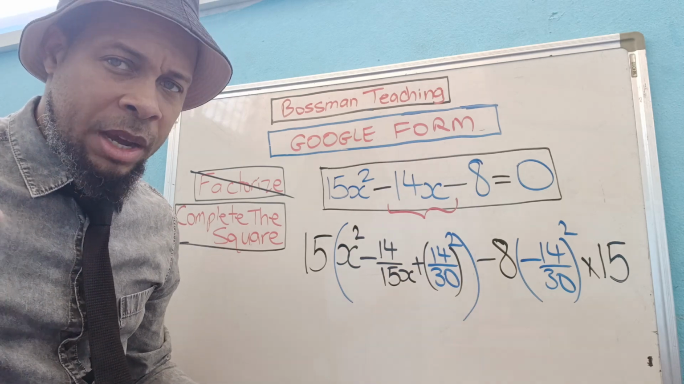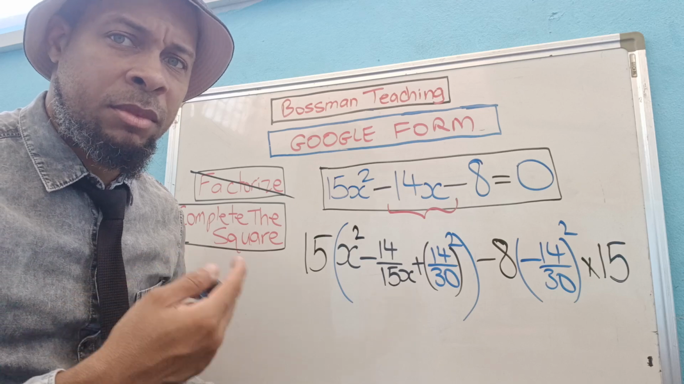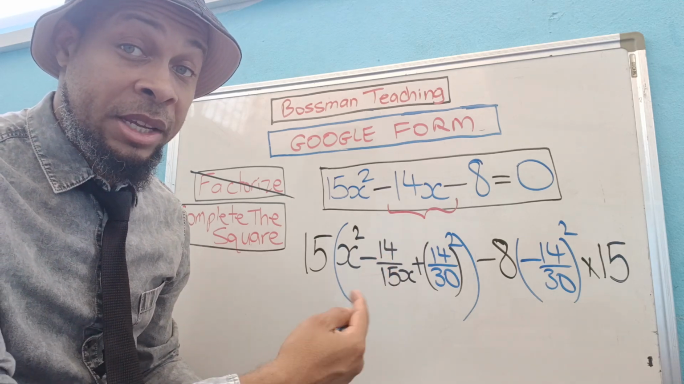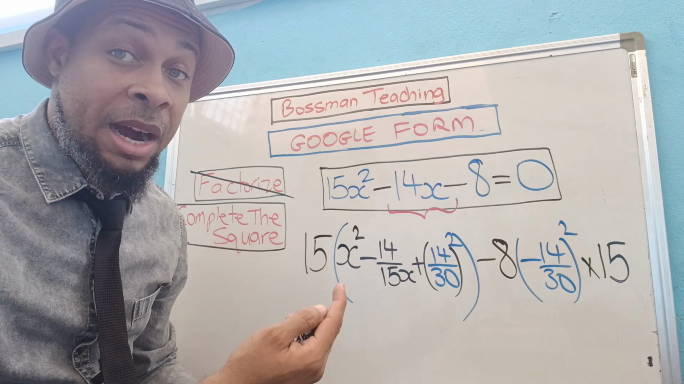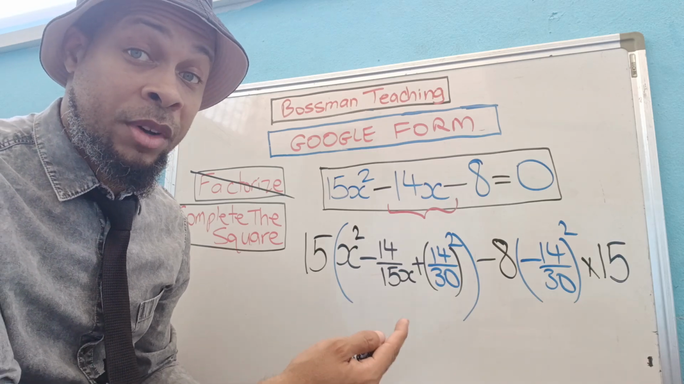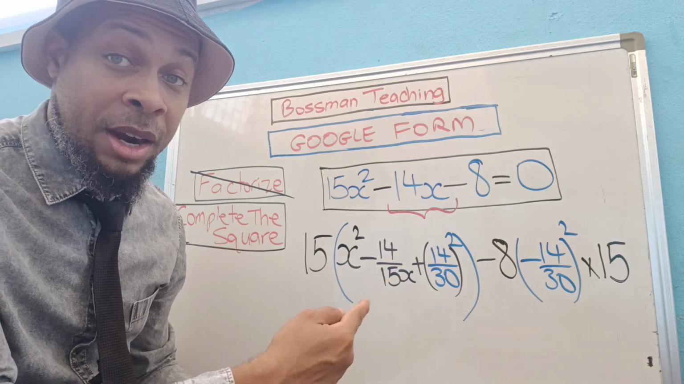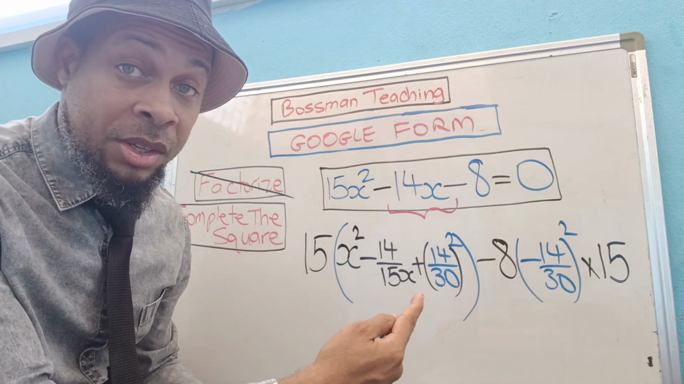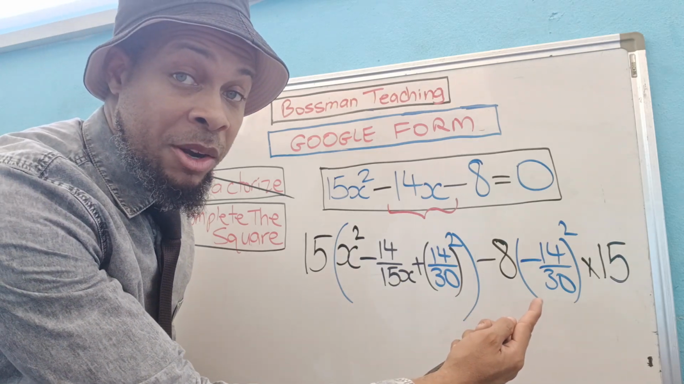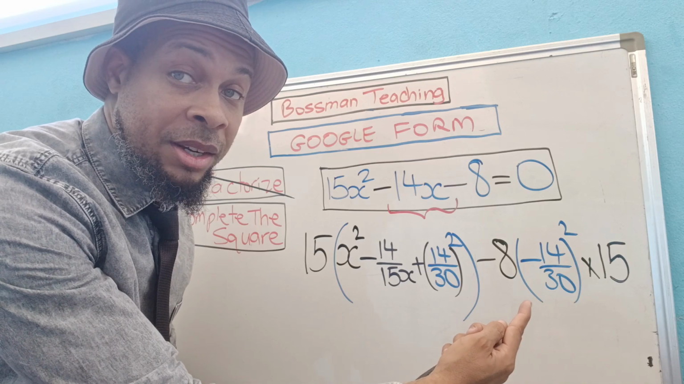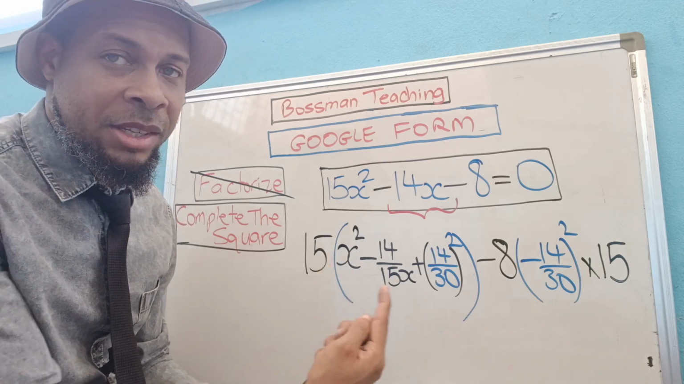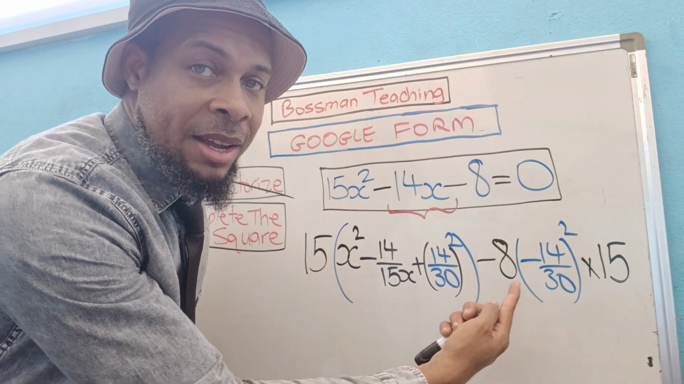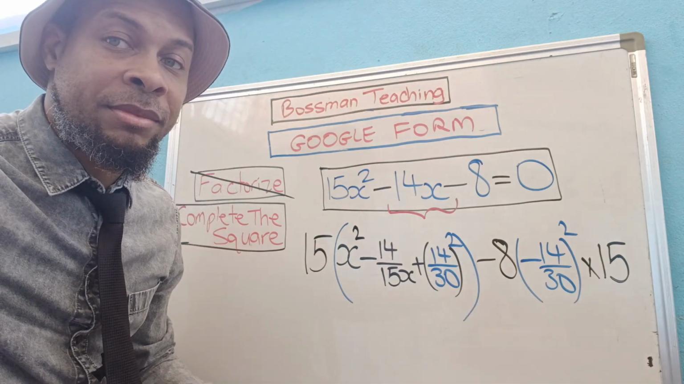So if you're ever running into this problem, take this, half it, then square it. The half of 14 over 15 is 14 over 30. And of course you put the 2 up there as your exponent. But this is a plus, so you have to have the minus equivalent. But since it's being multiplied by 15, you need to multiply that by 15.